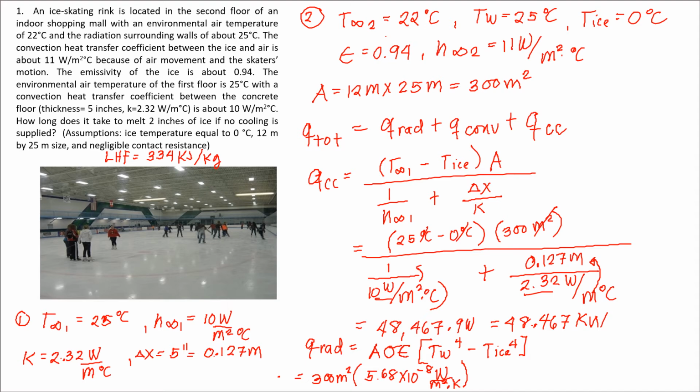And again, we multiply this one by an emissivity of 0.94 and to be multiplied by 25 plus 273.15 to the power of 4 minus, so this one will be in Kelvin. This one is 0 plus 273.15, to the power of 4, and this one also is in Kelvin. I mean, the Stefan Boltzmann constant has the K to the fourth power.